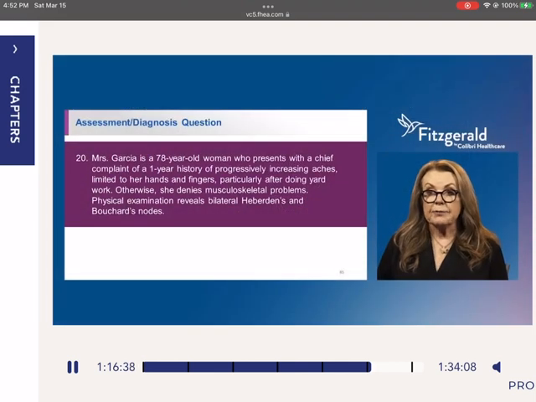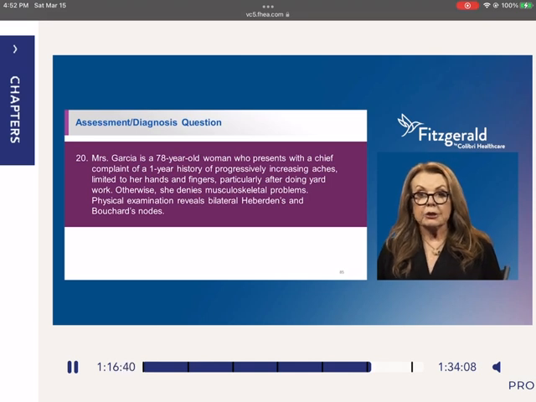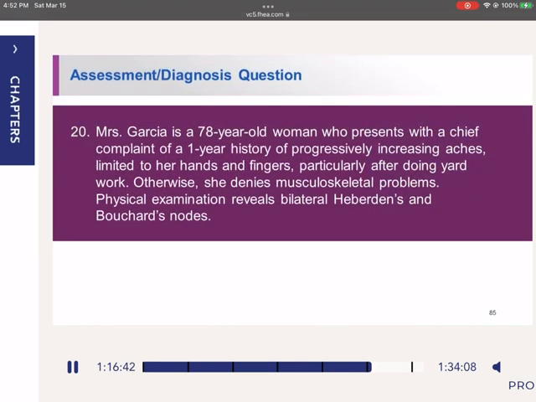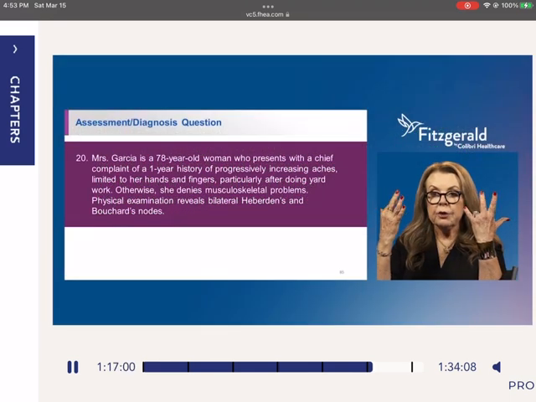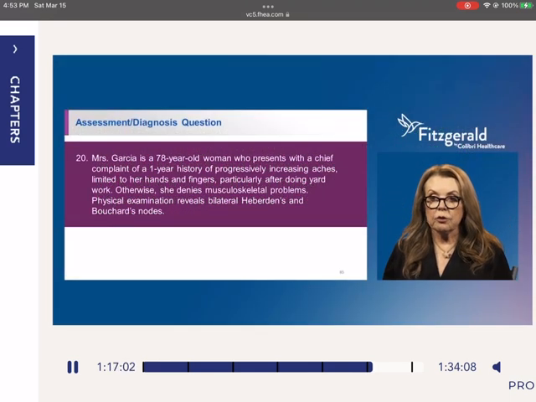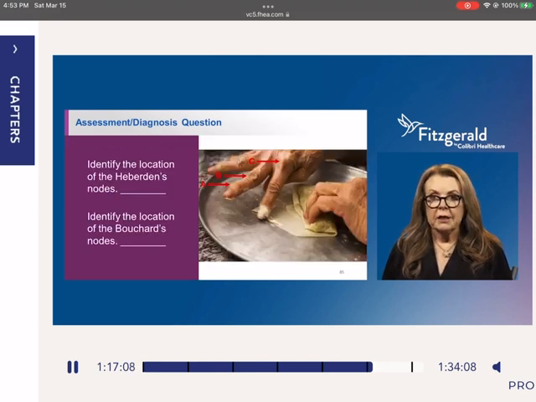This is an assessment diagnostic question, question 20. Mrs. Garcia is a 78-year-old woman who presents with the chief complaint of a 1-year history of progressively increasing aches limited to her hands and fingers, particularly after doing yard work. Otherwise, she denies musculoskeletal problems. What is she telling you? Here's my problem. It's my hands and only my hands. Physical exam reveals bilateral Heberden's and Bouchard's nodes.